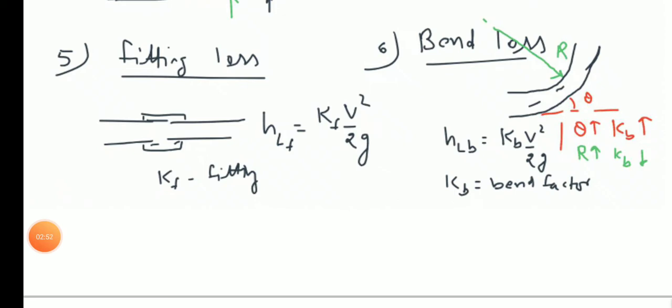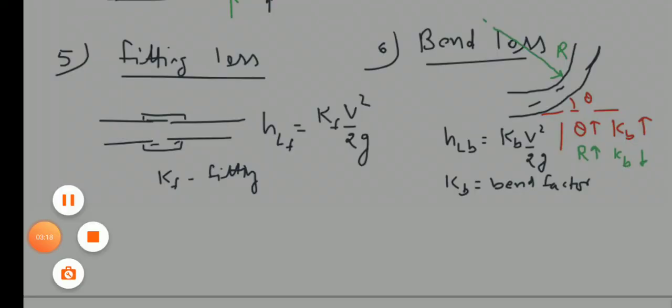Another case is fitting losses. When two pipes are connected, there are some losses due to fitting. So we'll take a fitting factor Kf, and loss will be Kf V square by 2g. Another is bend loss. You can see the bend is there. In that case, bend loss will be Kb, which is bend factor, times V square by 2g. If the angle theta is increased, the bend factor will increase. If the radius of arc is increased, this bend loss will decrease.